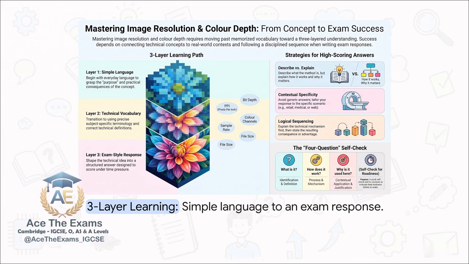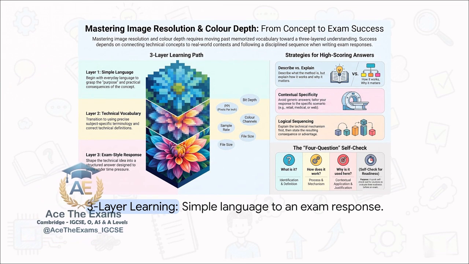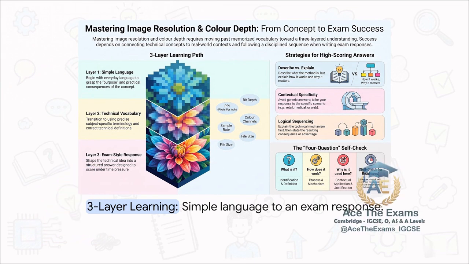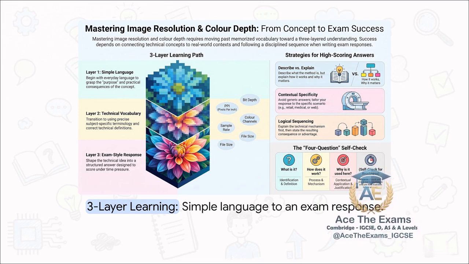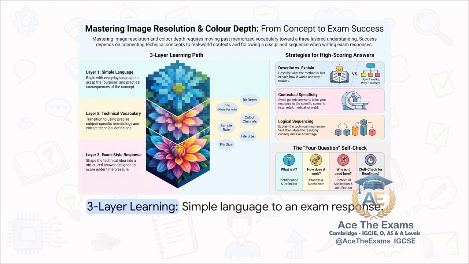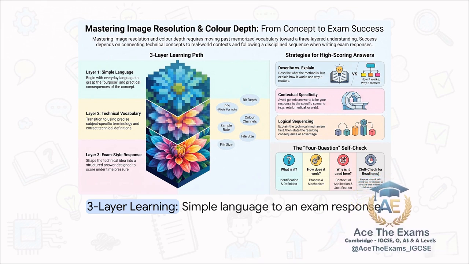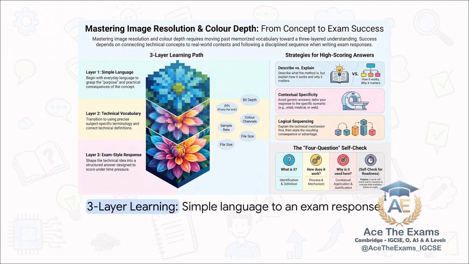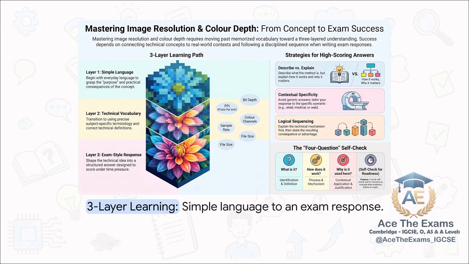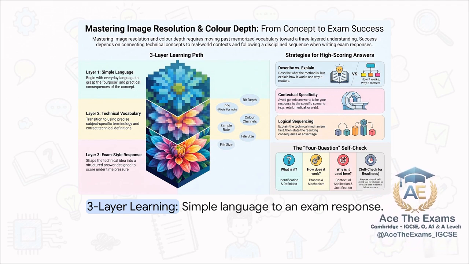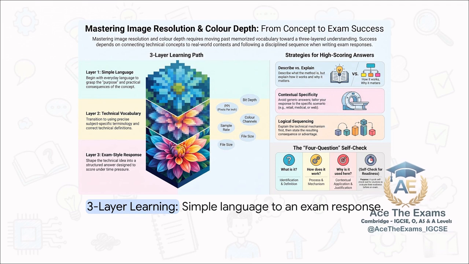Well, we do it by adopting this 3-layered learning model. Instead of jumping straight into memorizing complex terms, which, let's be real, is super overwhelming anyway, Layer 1 starts with everyday language. You just ask, what practical problem does this actually solve? Then, in Layer 2, we upgrade to the technical vocabulary, locking in those precise definitions like bit depth or sample rate for image resolution and sound. And finally, Layer 3. This is where we shape all of that into a high-scoring, context-specific exam response.